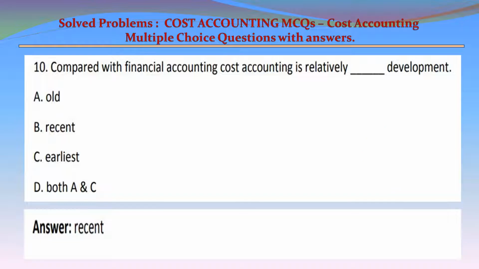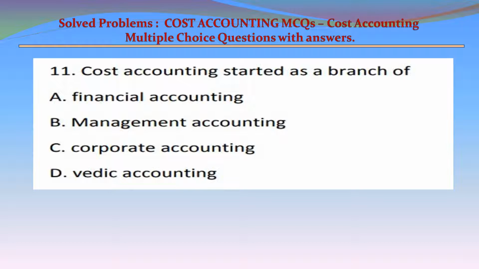Answer B, recent. 11. Cost accounting started as a branch of option A, financial accounting. Option B, management accounting. Option C, corporate accounting. Option D, Vedic accounting.